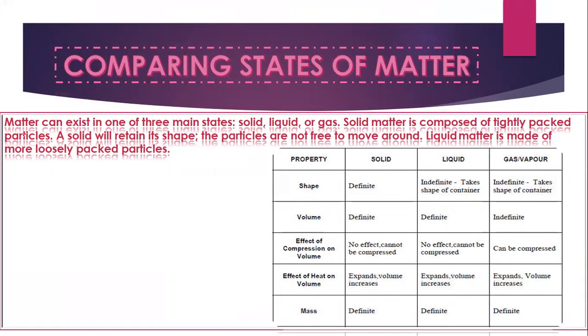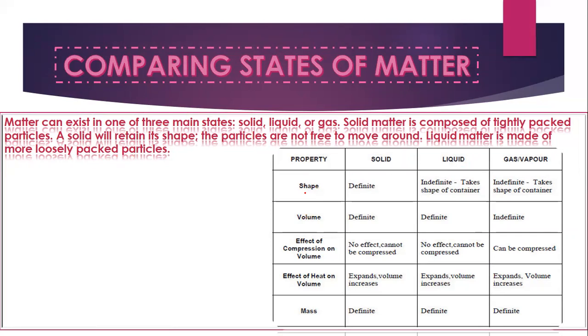Our next topic is about comparing states of matter. Matter can exist in one of three main states: solid, liquid, or gas. Solid matter is composed of tightly packed particles. A solid will retain its shape. The particles are not free to move around. Liquid matter is made of more loosely packed particles. Now we have the properties of solid, liquid, and gas.